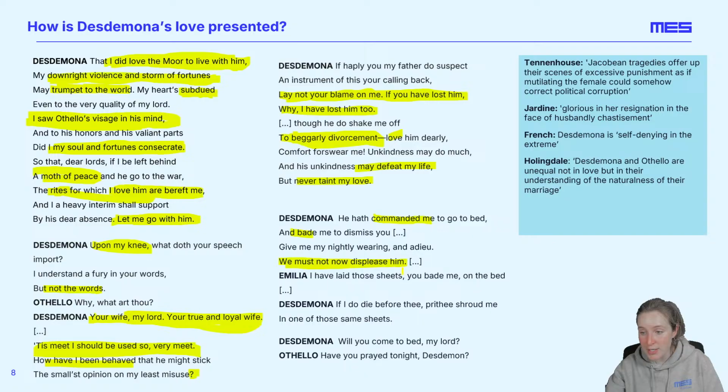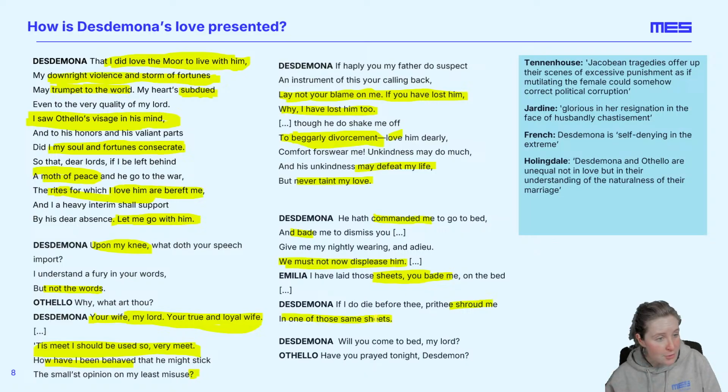Emilia, I've laid those sheets you bade me on the bed. If I do die before thee, prithee shroud me in one of those same sheets. Interesting here. She asks Emilia to put their wedding sheets on the bed. This has been made much of by scholars who say that if these sheets were soiled by Desdemona and Othello when they consummated their marriage, she wouldn't be asking to put them back on, which suggests by the end of the play they haven't consummated their marriage, they haven't had sex.